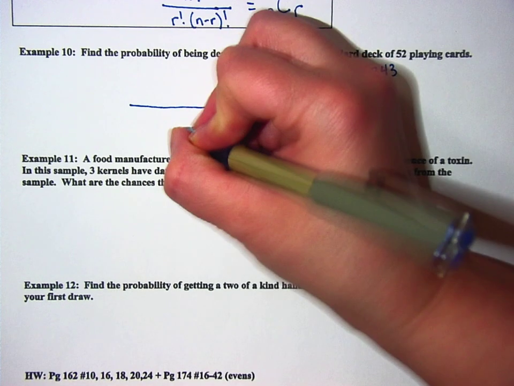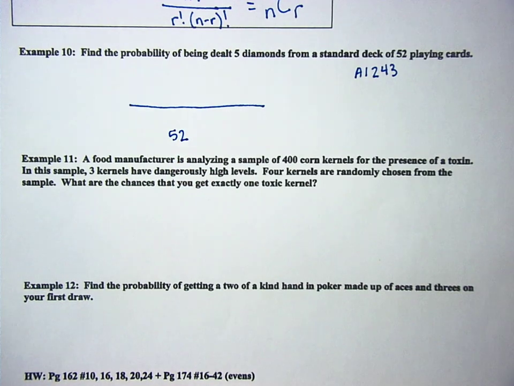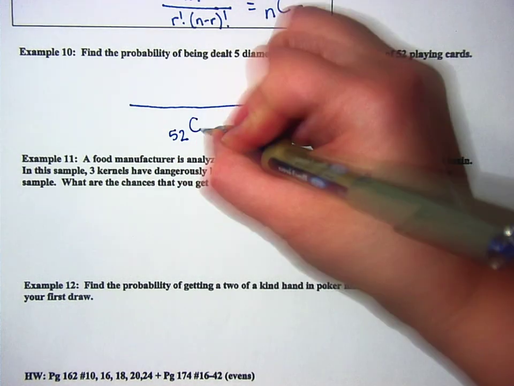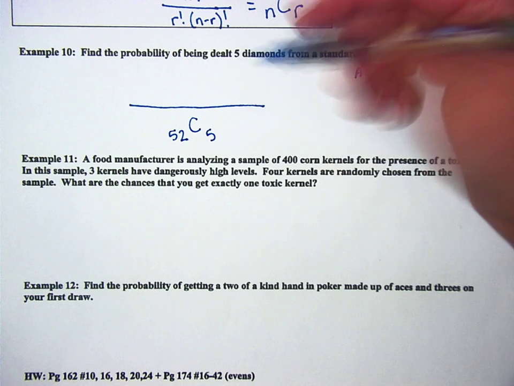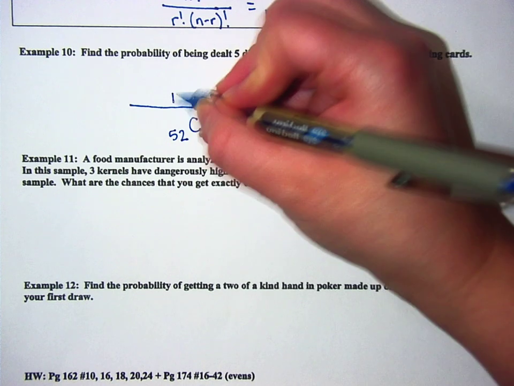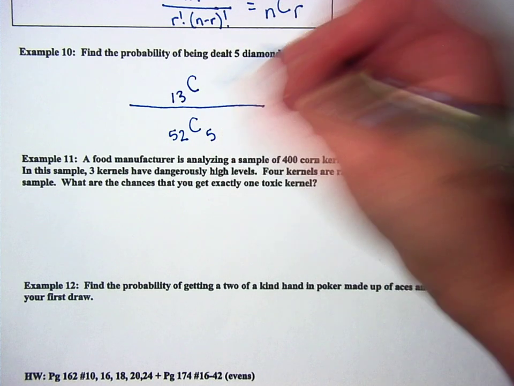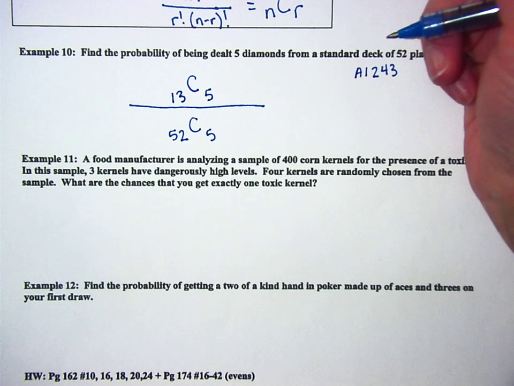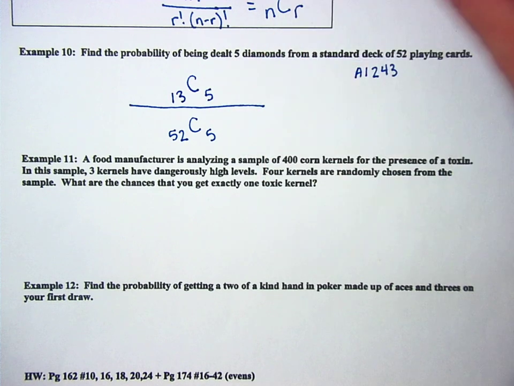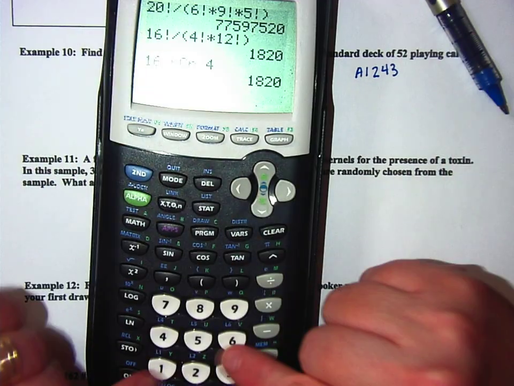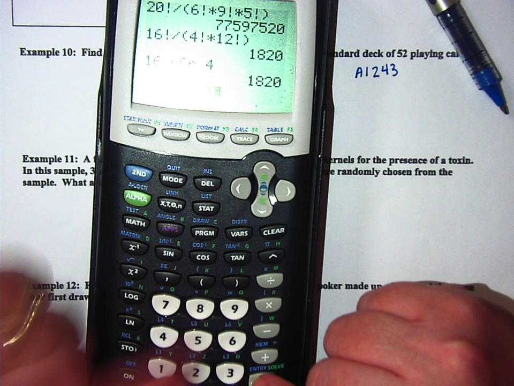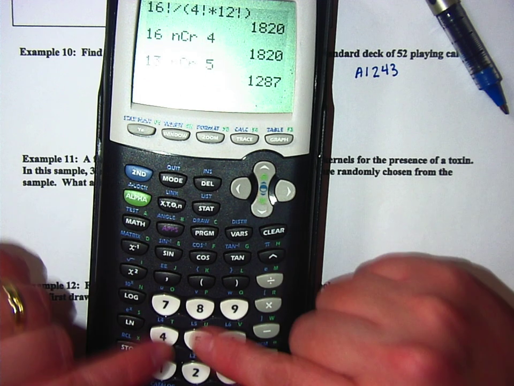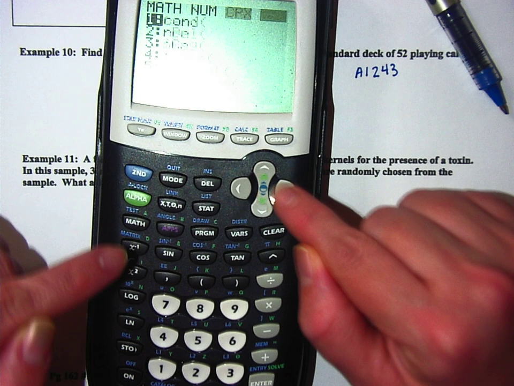So on the bottom are our total choices for picking 5 cards, which is 52 choose 5. That's the total possibilities of different hands you could get. Now on the top is what we want, and that's 5 diamonds. And there are 13 diamonds in the deck, and again, it's a combination. We're picking 5 of them. So it's a fraction over a fraction. So you got to do both in your calculator. And again, it's a combination because it doesn't matter what order you get them in. You can pick any order you want. 13 choose 5 and 52 choose 5.